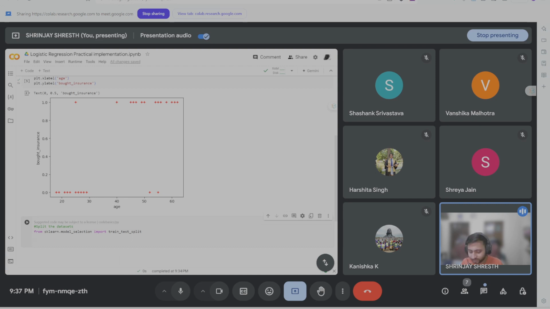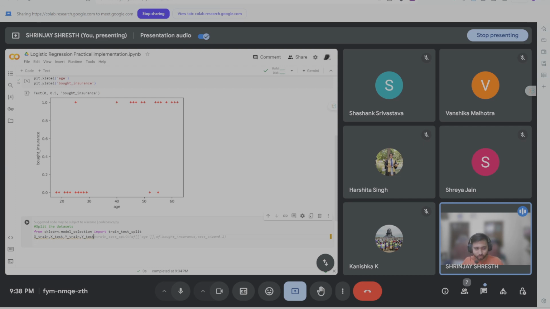When we split it, we have this normal convention. We have something like x train, x test. You have something as, oh, just a second, let me make it all capital. Y train, y test.